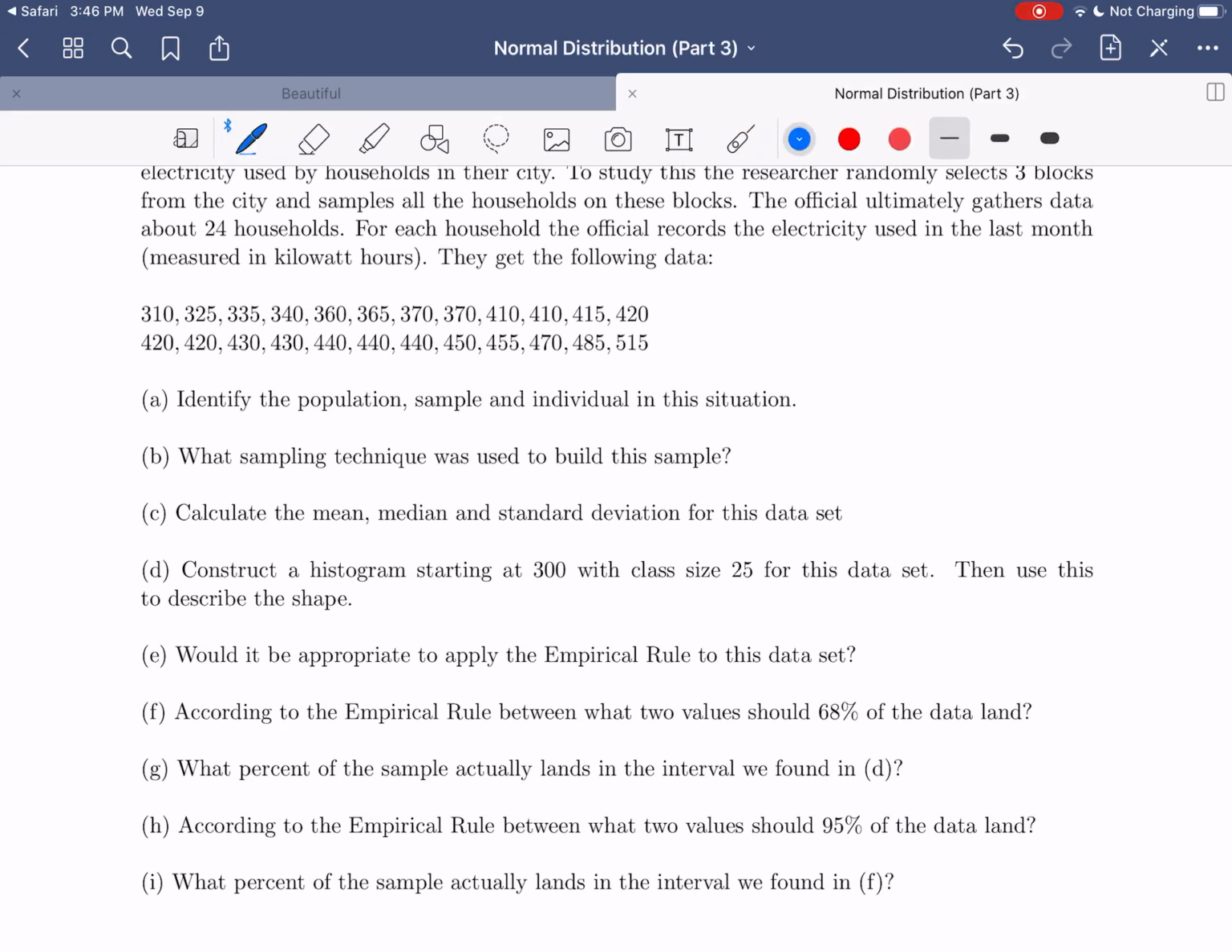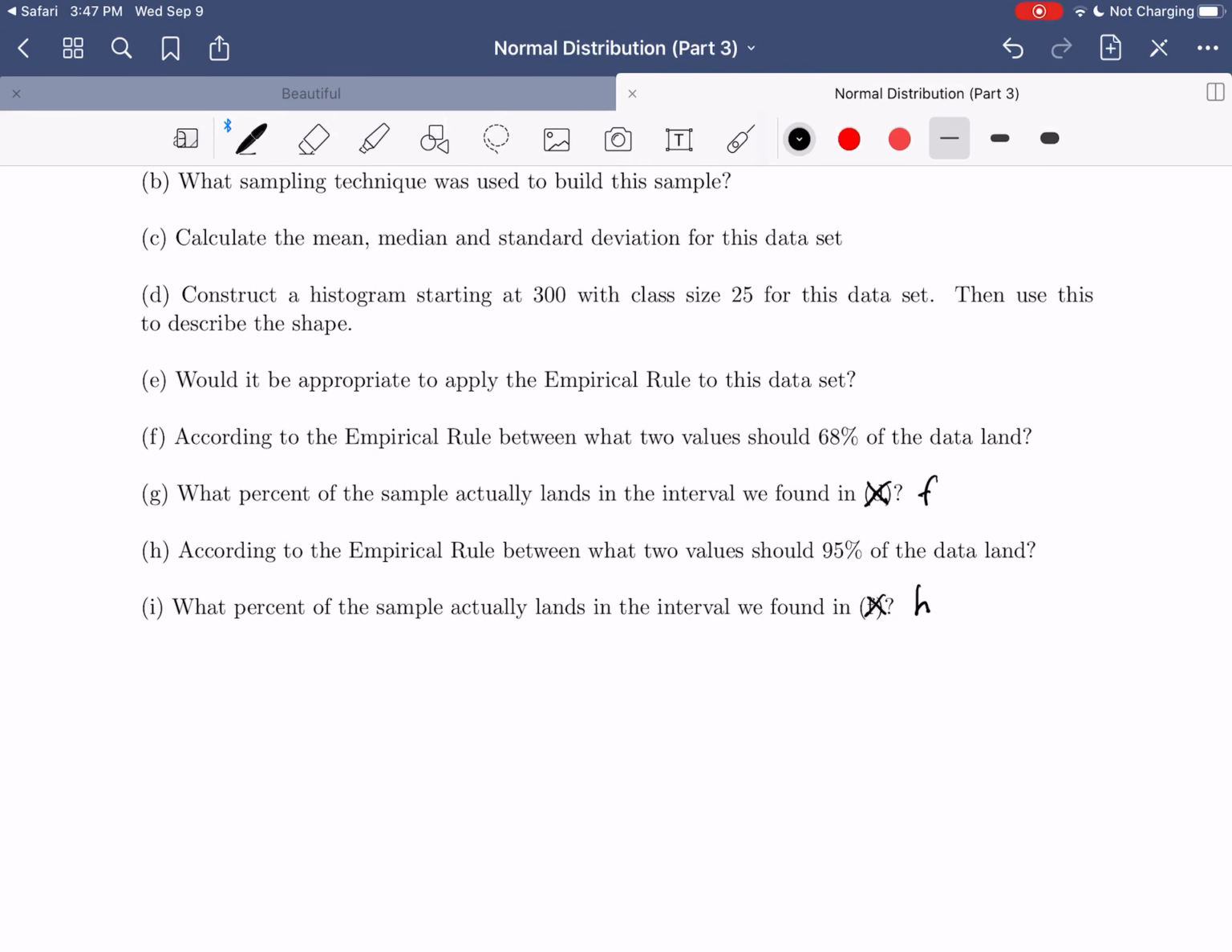Oh, I noticed a little typo down here. Let's just go ahead and get rid of that. This should be F, and this should be H. Right. Sorry about that. Okay, let's go ahead and take a look.